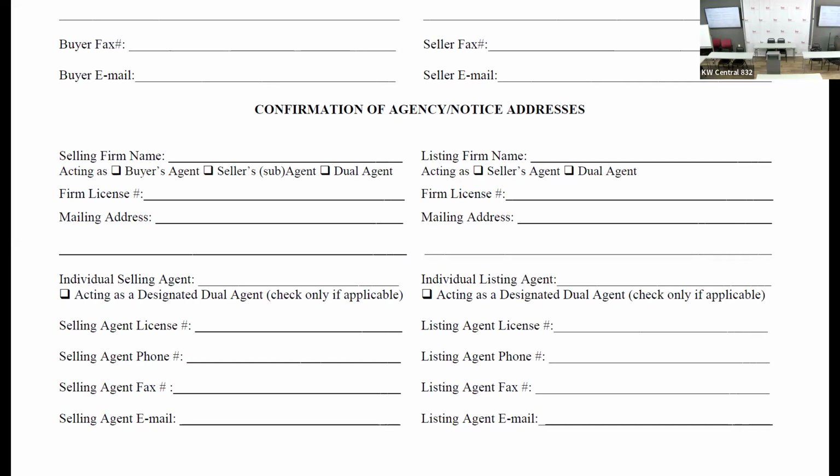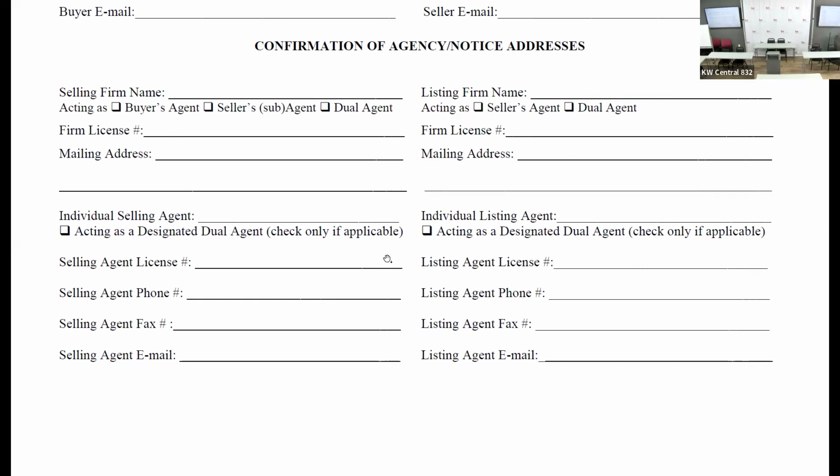That's exactly what I was going to go over. So if Pete has a listing and Mike has a buyer, which box are we checking here? Dual agent. That is correct. Yes. Firm license number, mailing address. And then we put Mike's name here. And then do we check this box?